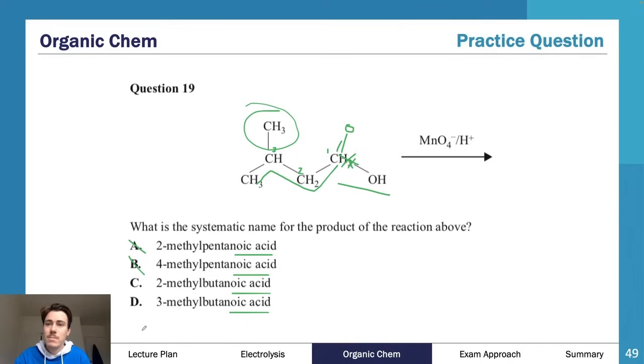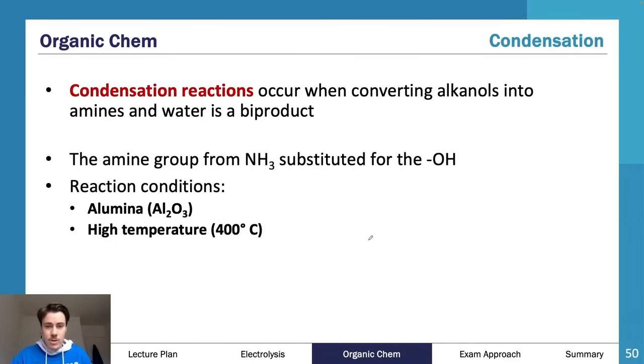So the answer here is going to be D, because it's going to be 3-methylbutanoic acid. It doesn't come up with the answer, but nonetheless. 3-methylbutanoic acid, because you're numbering from the carboxylic acid end, and that is going to be carbon number 1, carbon number 2, carbon number 3, carbon number 4. There's 4 carbons. It's a but- rather than a pent-, and it's going to be 3-methyl. Very good.